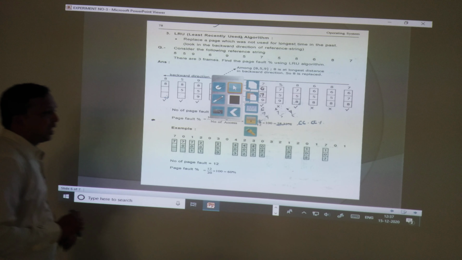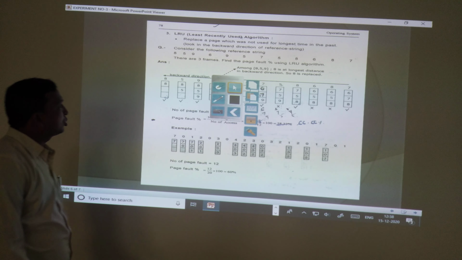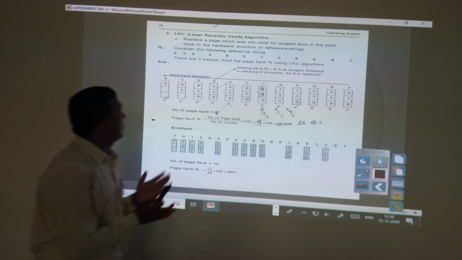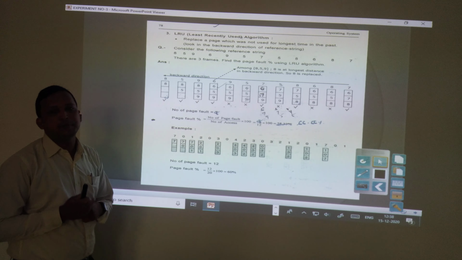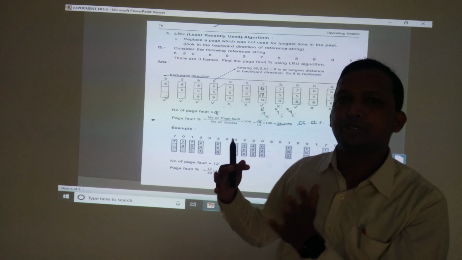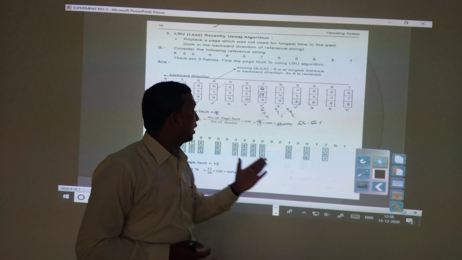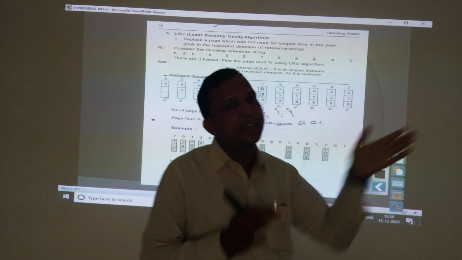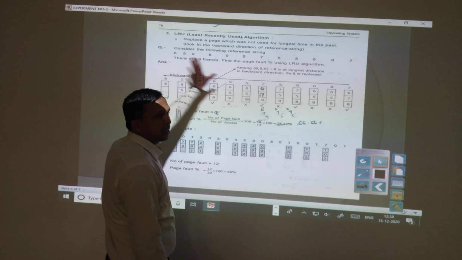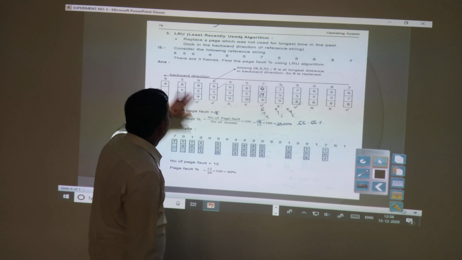Again, the last one is the LRU, least recently used algorithm. In this algorithm, replace a page which has not been used for the longest period of time in the past, and you take the backward direction of the string. In optimal it is forward direction, but in LRU it should be backward. Same string, frame is 3. First insert 8, again 5, again 9, again insert 6.